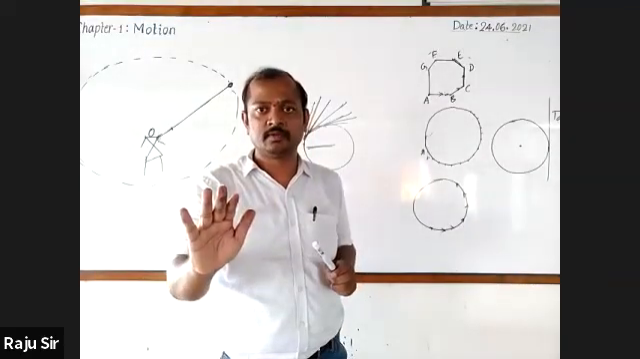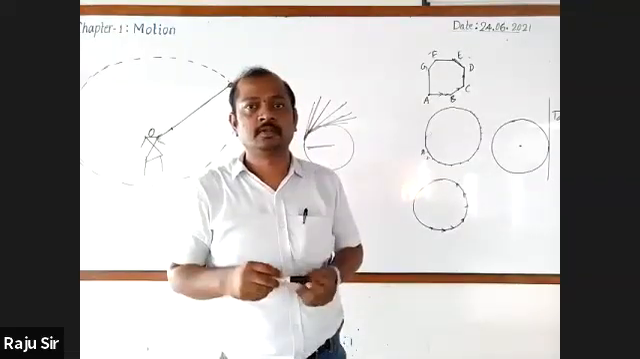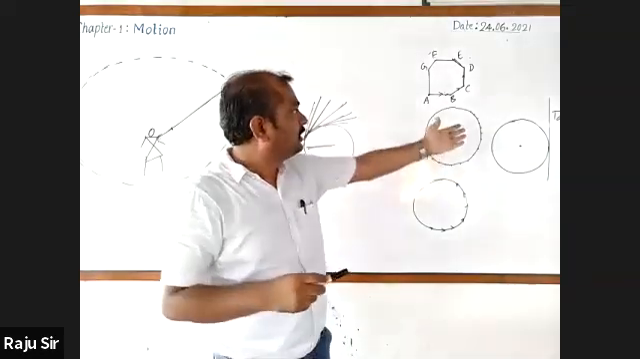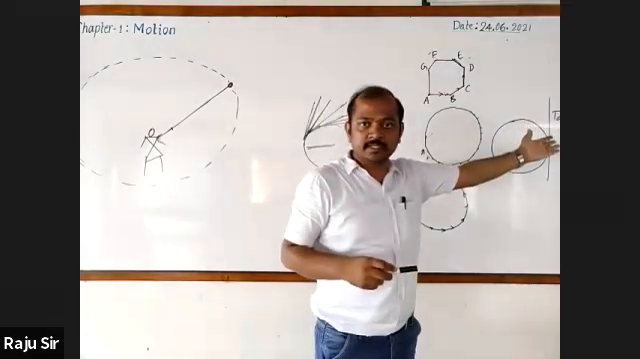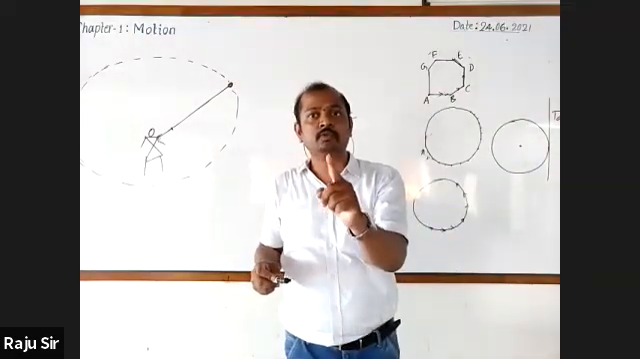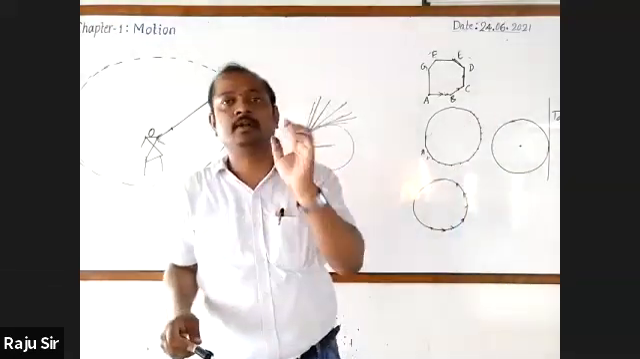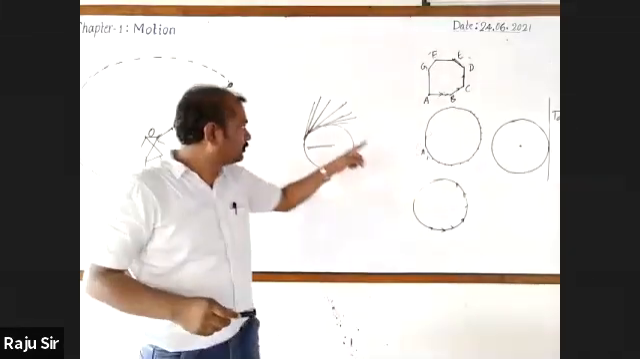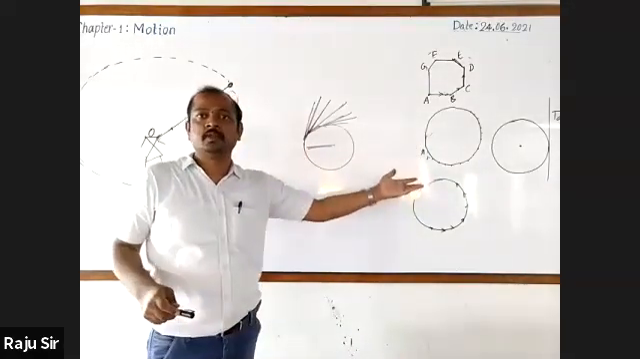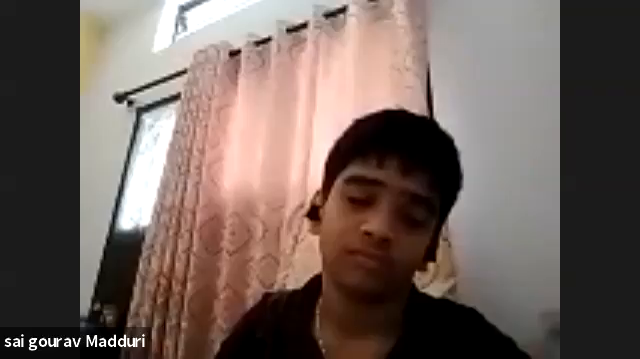Clear? What is the definition, sir? Definition of what? Tangent. The line that meets the circle at only one point. I'll give you those points. A line that meets the circle at only one point is called a tangent. When a body is moving in a circular path, it moves in tangential direction.